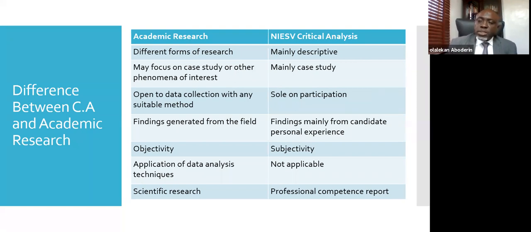Given that, academic research is expected to be objective, no bias. It's not based on your opinion, what you expect it to be, whereas critical analysis is based on what you have experienced. And I conclude by saying that academic research is a scientific process, it follows scientific procedures, whereas CA is a test of professional competence, so it's a professional competence report. These are the major differences that have been identified as differentiating the assessment of professional competence from other academic research.